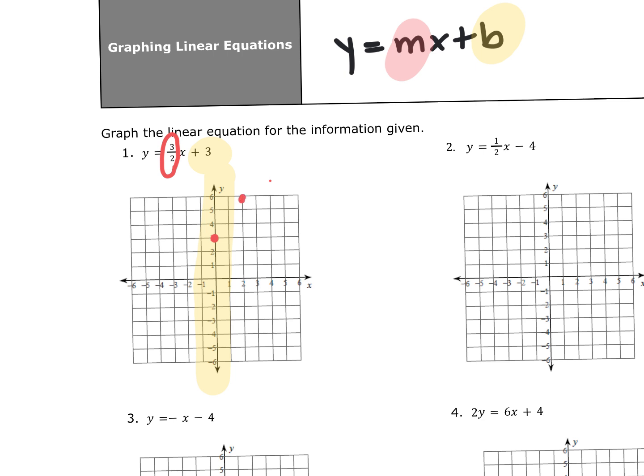And if I can't go up and to the right, I'm going to go down 3 and to the left 2. So 1, 2, 3, 1, 2. I can go one more. 1, 2, 3, 1, 2, and that ends right there. When it says equals, you're going to just connect all those points.